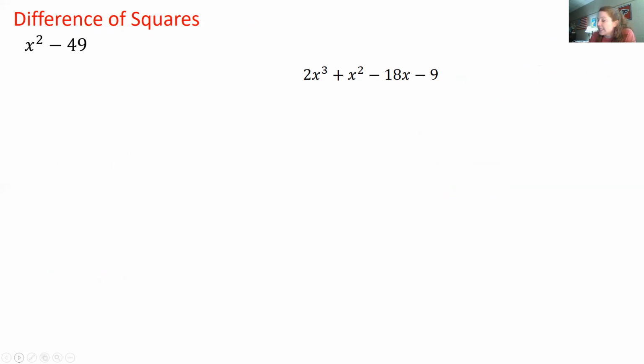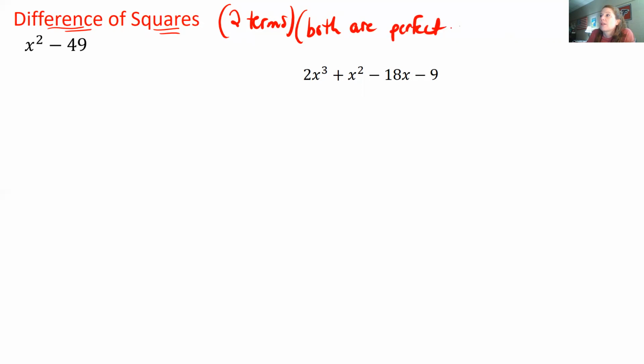All right, now this one says the difference of squares. I talked about it earlier. On these types of problems, the difference of squares means that we're going to have two terms. They both have to be perfect squares, and very important, there must be a minus sign. It doesn't say the product of squares, it says the difference of squares, like this one.